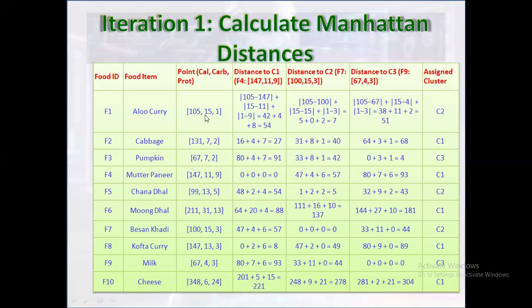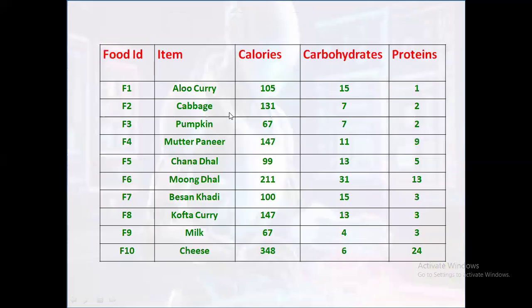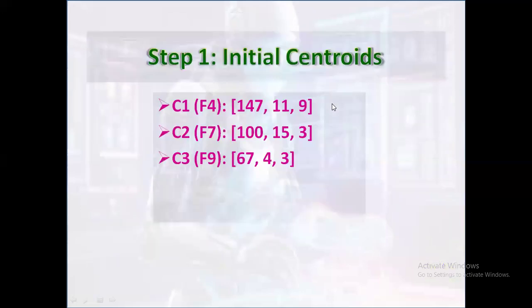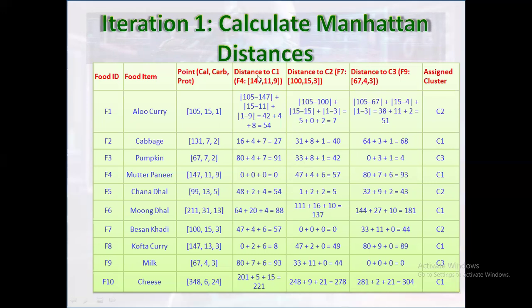First, aloo curry. What are the points? 105, 15, 1. It has been given in the table: 105, 15, 1. For that, we have to find the distance. So what is the value of C1? 147, 11 and 9. This 105 should be subtracted from 147.